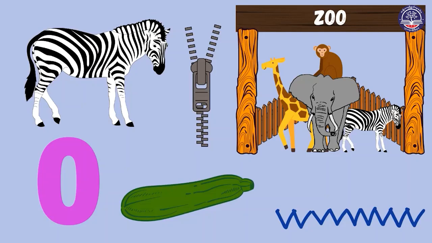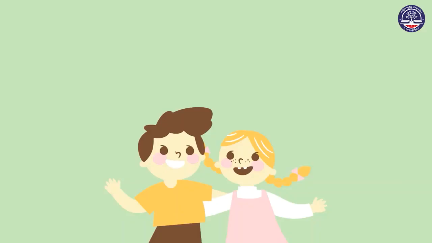Now let's make the letter Z sound. Let's make the letter Z sound together. Ready? Z, z, z, z. One more time. Z, z, z, z. Z. Good job, everyone. Did you have fun? Great. Now let's move on to the next exercise.